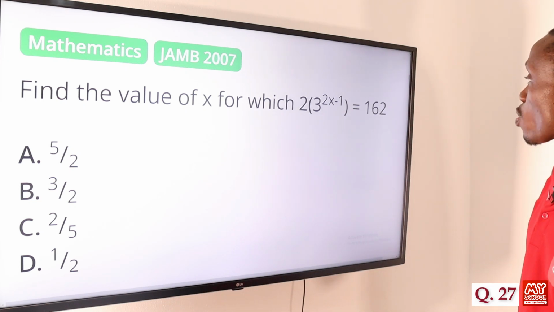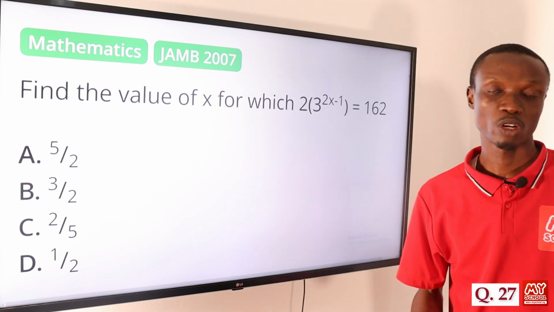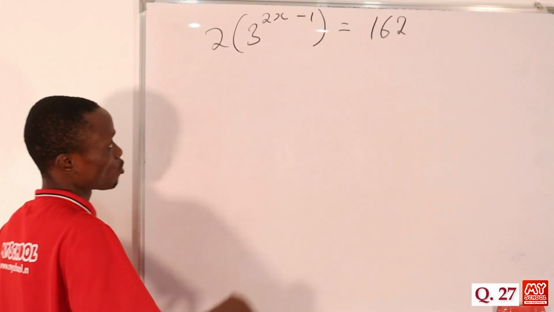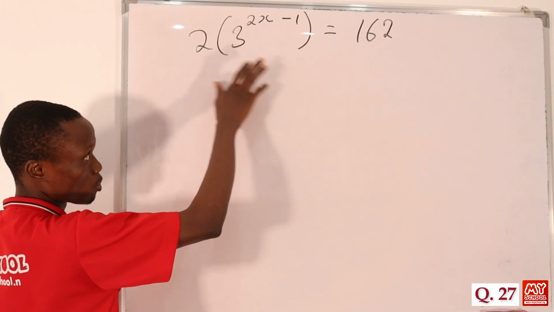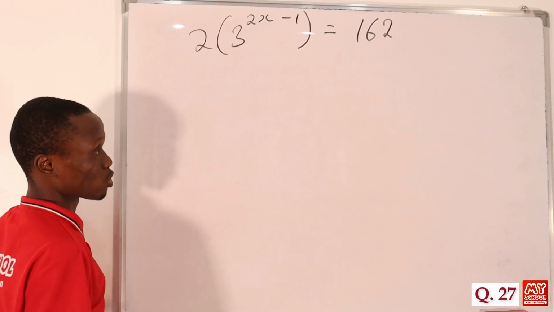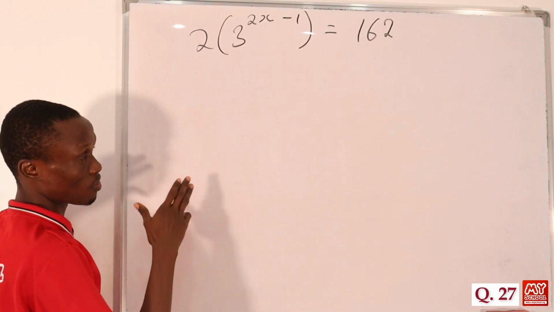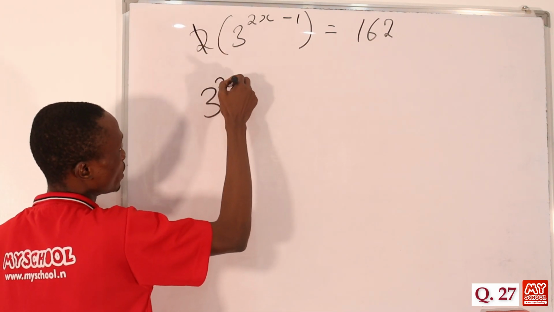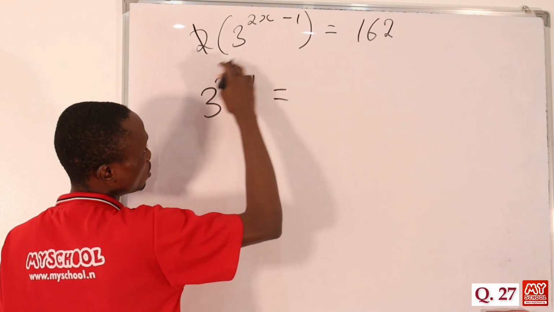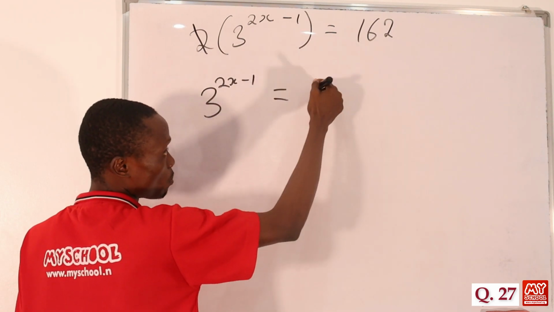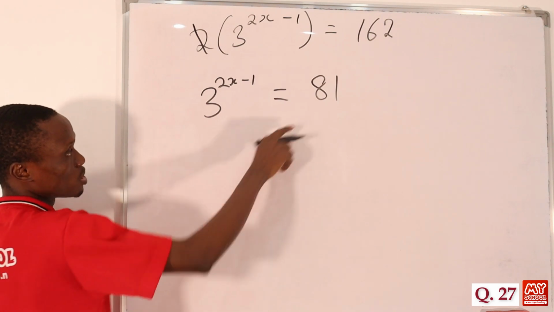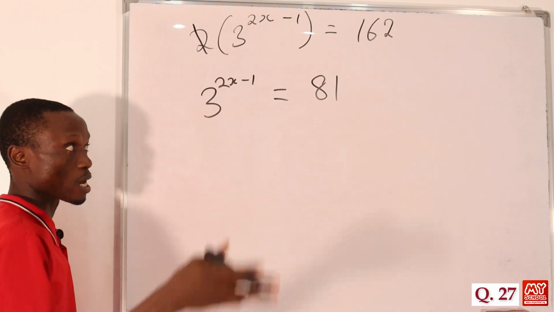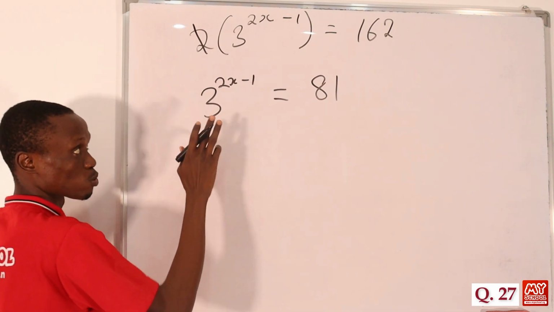bracket close is equals to 162. So let's move over to the board to provide answer to this question. First thing first is for us to isolate what we have in the bracket, because of the nature of how the question was asked. To do that, we have to divide both sides by 2. If we divide here by 2, we're having 3 raised to power 2s minus 1 to be equals to, then if we divide 162 by 2, that will be equals to 81. So this 81, we'll have to express it in index form such that the base is also equal to 3.